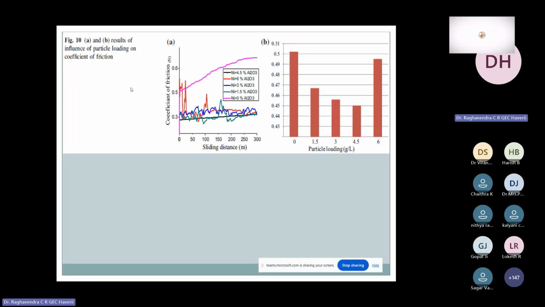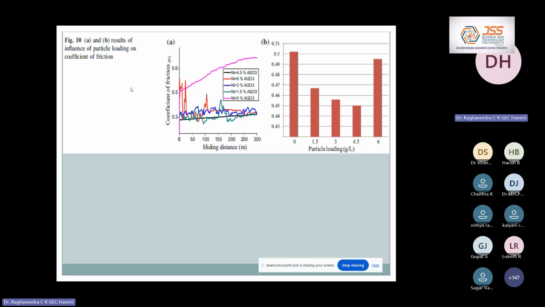There is a demand from the biomedical industries also, with less coefficient of friction and high wear resistance. That is what they are expecting. So we are looking for duplex coatings with the nanoparticles for these applications.